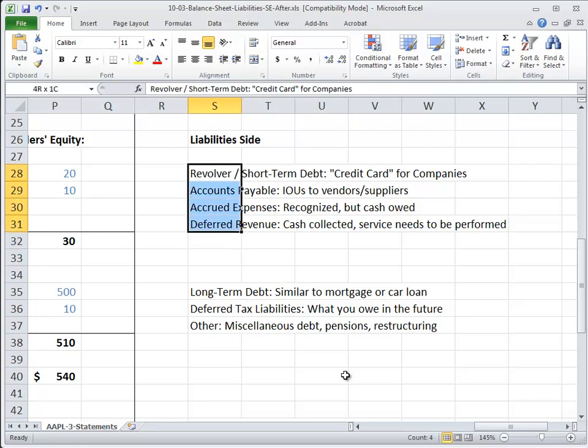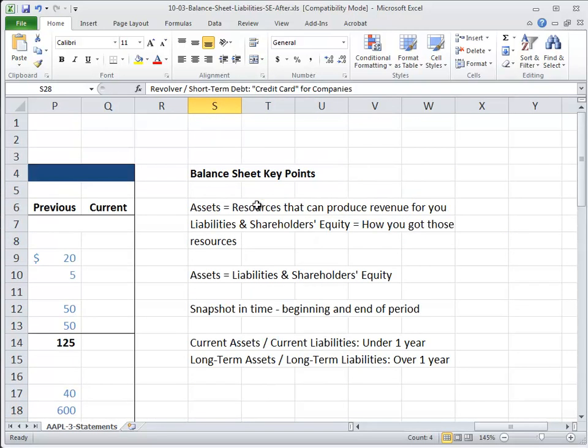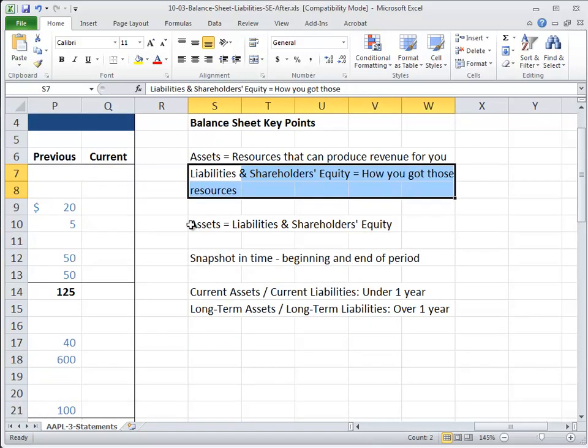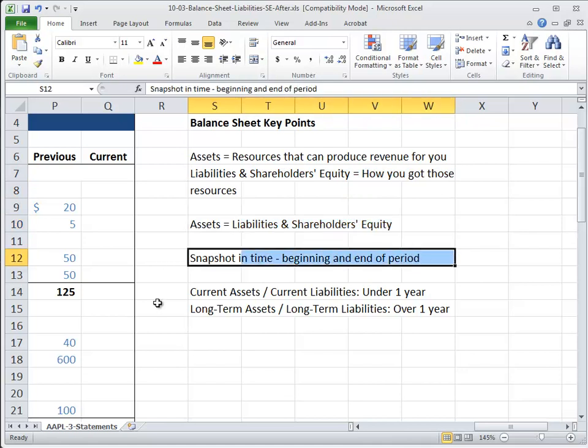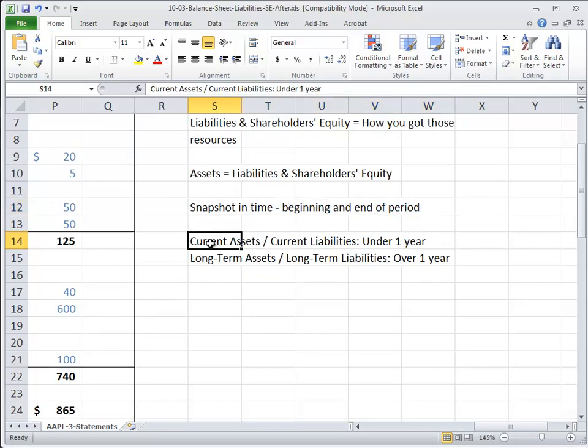on the liability side. Remember that the balance sheet shows the resources, the assets, and then how you got them, liabilities and shareholders' equity. The two sides must always equal each other in balance. It's always a snapshot in time, the beginning and end of a period. Current means under a year. Long-term means over a year.